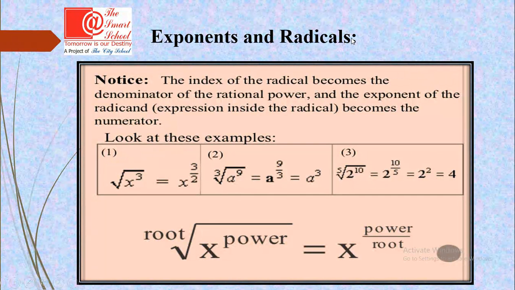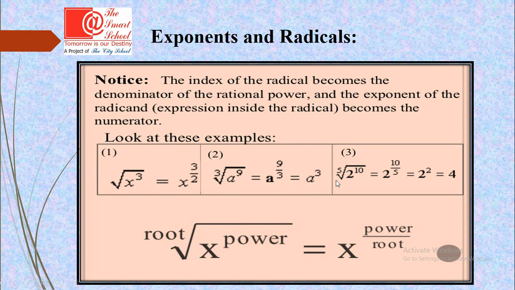Now exponents and radicals. A few more points about these. The index of the radical becomes the denominator of the rational power. The index is over here. And the exponent of the radicand, the expression inside the radical, becomes the numerator. So x cube is the radicand over here and becomes the numerator. How will it be written? 3 is the numerator and 2 is the denominator. In the second example, this is 3 here and the exponent is 9. So it is power 9 over 3, which will be equal to 3.